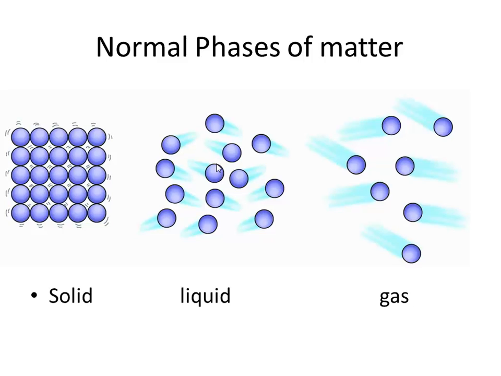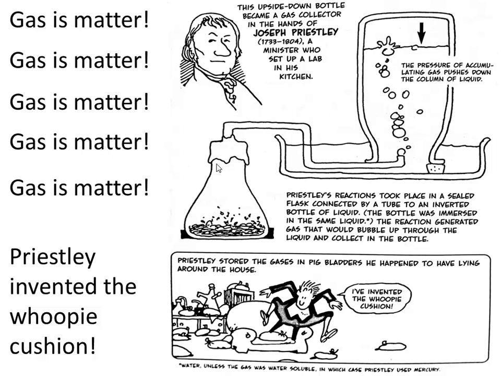And plasmas are like a gas, and we're not going to really talk about them too much in this class, but it's good to know. Gas is matter, guys. Gas is matter. Air is matter. Okay? So there's this scientist, Joseph Priestley.